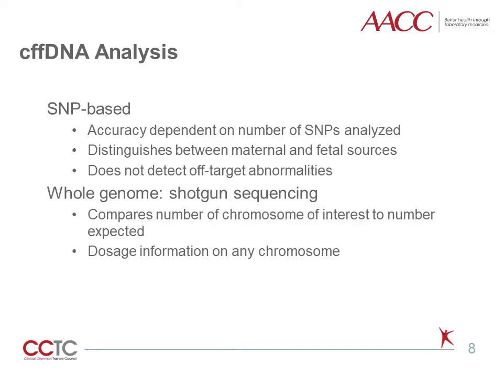Analysis of cell-free fetal DNA can be SNP-based or shotgun sequencing of the whole genome. Accuracy of SNP-based assay depends on the number of SNPs analyzed in the assay and can distinguish between maternal and fetal sources based on SNP differences. However, off-target abnormalities are not detected. The whole genome shotgun sequencing assays typically involve counting statistics of a large number of maternal and fetal cell-free DNA to identify chromosomal origin and determine fetal aneuploidies.